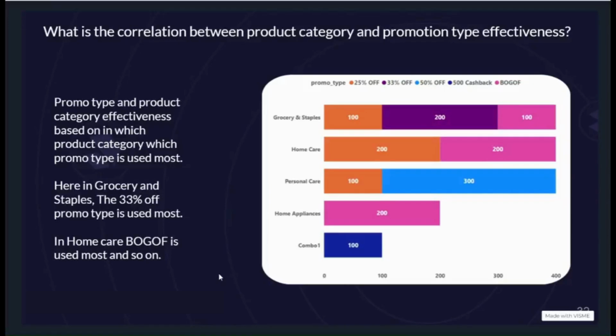So look first at promo type and product category effectiveness, based on which promotion type is used most in which product category. As you can see in the report here, in grocery and staples, 33% of promotion type is used most, and in home care, BOGO and the other type are equal at 25%. And if the 300 is 50% off, then that means in personal care, 50% of promotion type used most, and so on, you can see in this report. So this is called the effectiveness of product category and promotion type.